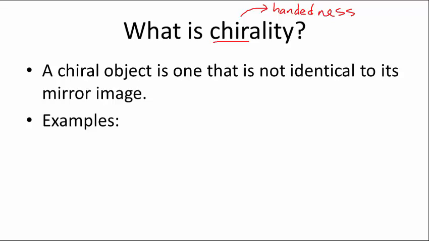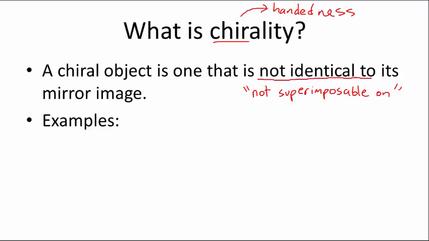Another word we use sometimes is superimposable. We say two things that are identical to each other are superimposable. You could put the two things right on top of each other and line up every part of them in exactly the same way. So when we say not identical, you'll also hear the term not superimposable on its mirror image.